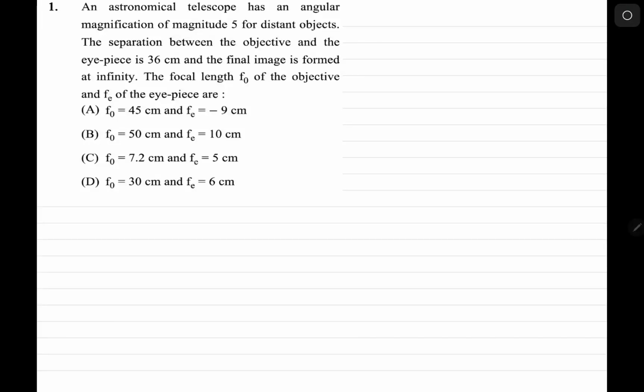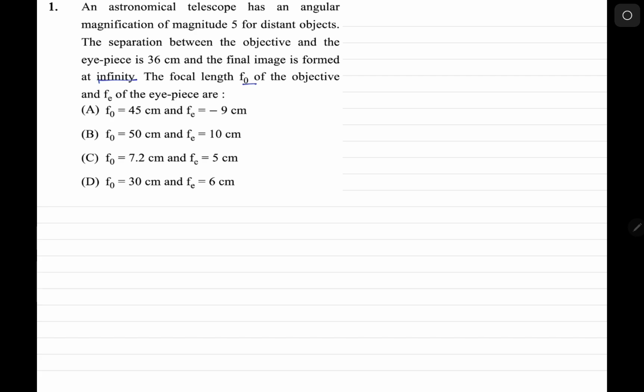Okay, hi students. Let's discuss some questions on optical instruments and the chapter electric fields and force. So start with this first question. An astronomical telescope has an angular magnification of magnitude 5 for distant objects. The separation between the objective and eyepiece is 36. The final image is formed at infinity.